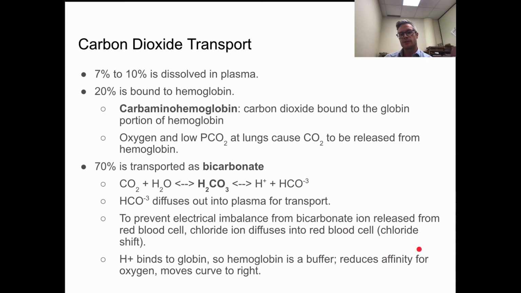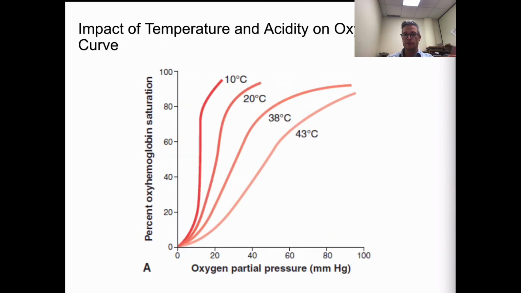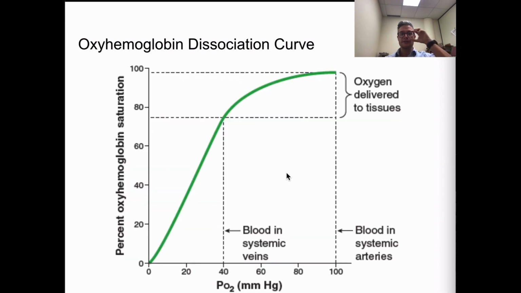It's called a chloride shift. Chloride is Cl negative, so you have those coming in to make up for that change in electrical gradient. The hydrogen proton itself binds to globin, so hemoglobin itself is a buffer, and from that we get this reduced affinity and we see a shift to the right. Again, we've now listed off 4 things that cause a right shift in the oxyhemoglobin dissociation curve.